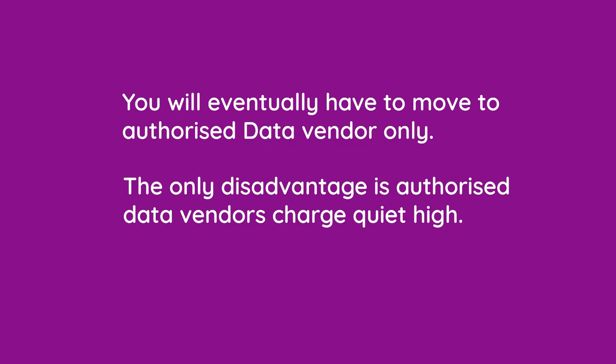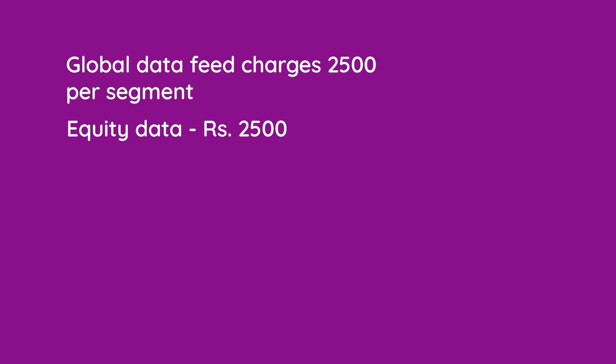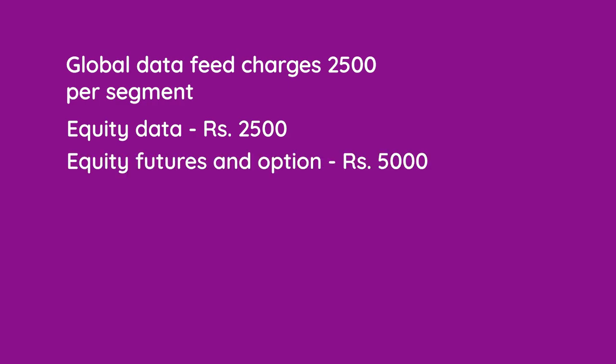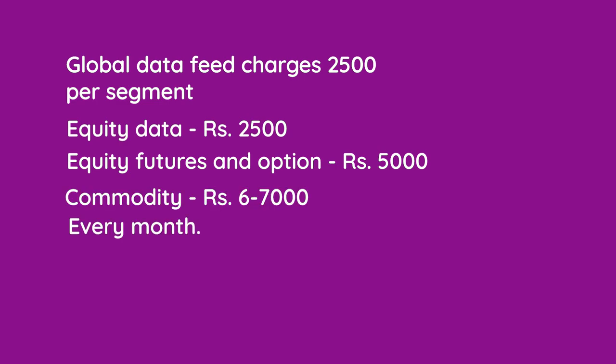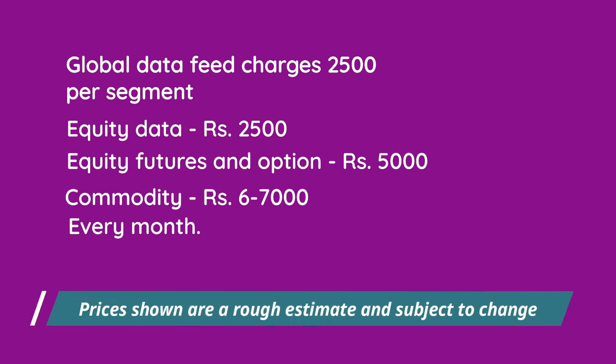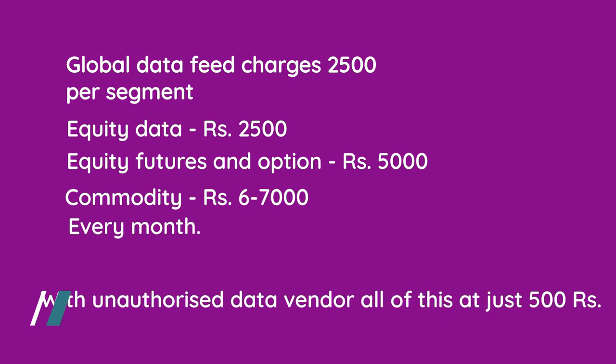For example, Global Data Feed charges around 2500 rupees per segment. So if you want only equity data, 2500 rupees is what you have to pay. If you want equities, futures and options, you will have to pay 5000. If you want commodity also, then you will have to pay around 6000 to 7000 rupees a month, which can become quite high. With an unauthorized data vendor, all of this you will get at just 500 rupees a month.